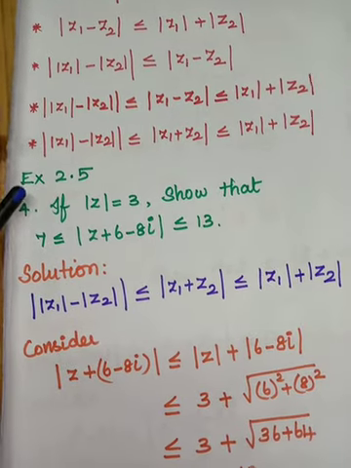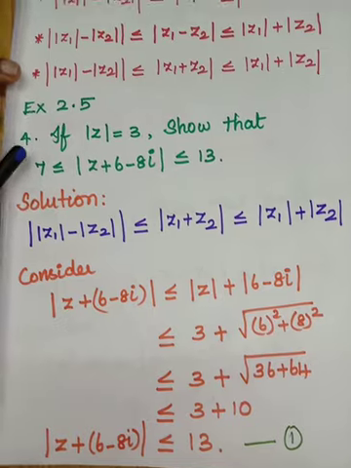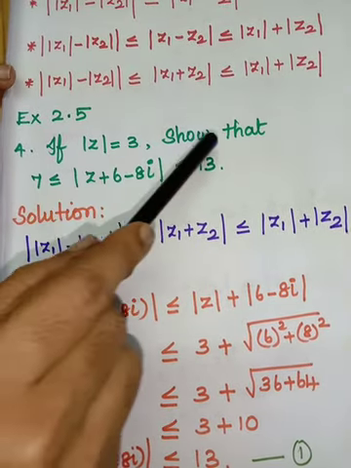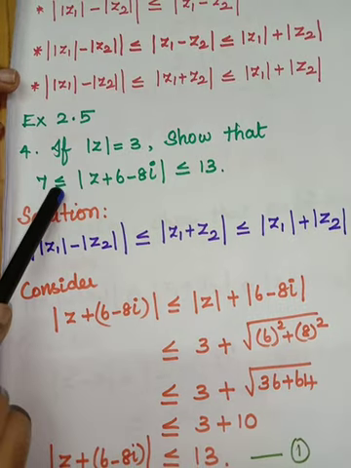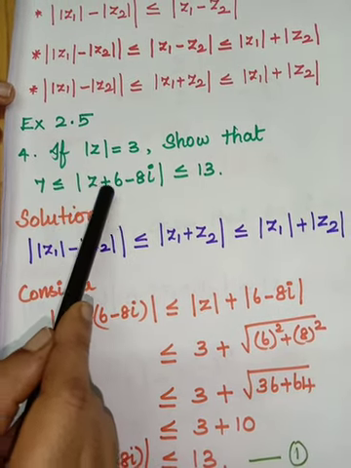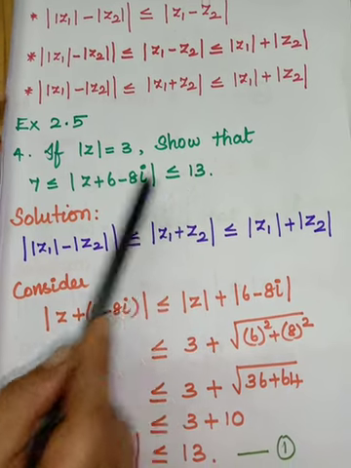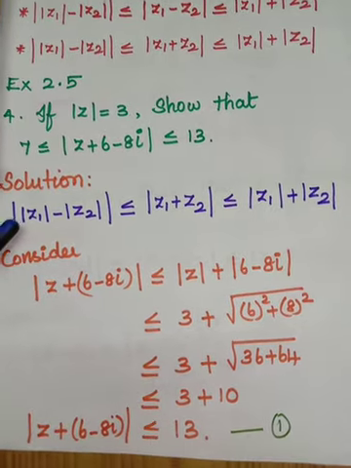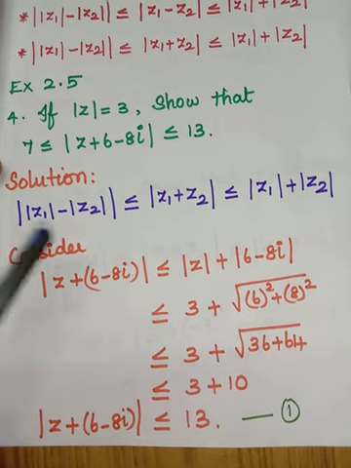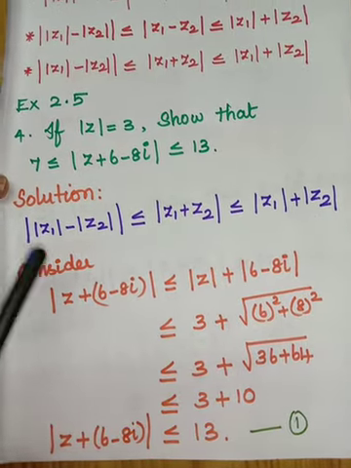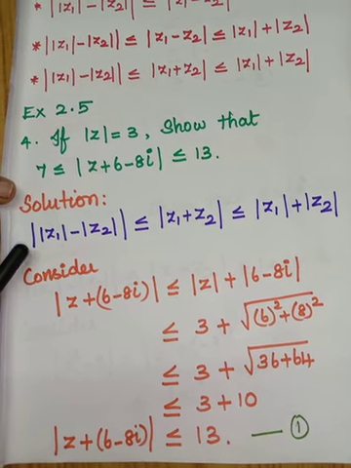Okay, we will come to exercise 2.5, fourth problem. If modulus of z is equal to 3, show that 7 is less than or equal to modulus of z plus 6 minus 8i, which is less than or equal to 13. Okay, so see the solution. I have taken this result. So here they have taken this formula. This is the very important formula you should learn.